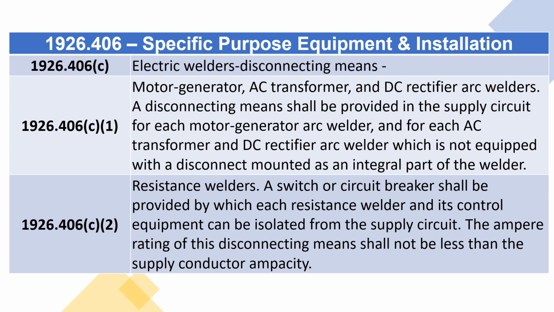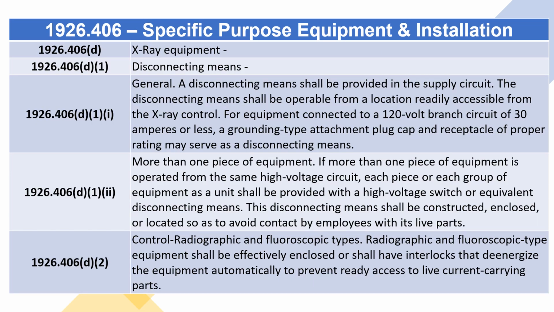1926.406 C2 Resistance welders. A switch or circuit breaker shall be provided by which each resistance welder and its control equipment can be isolated from the supply circuit. The ampere rating of this disconnecting means shall not be less than the supply conductor ampacity. 1926.406 D. X-ray equipment. 1926.406 D1 Disconnecting means.